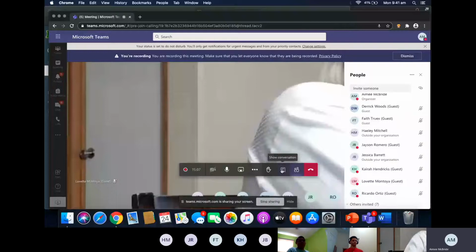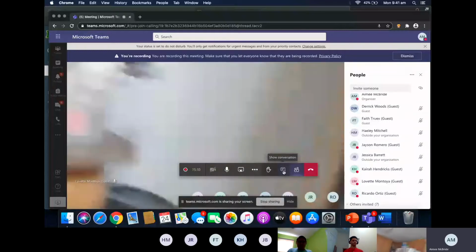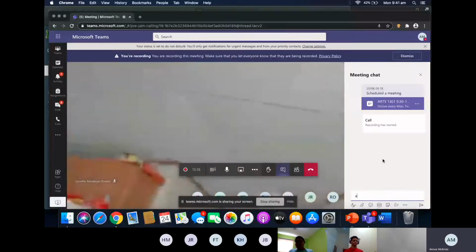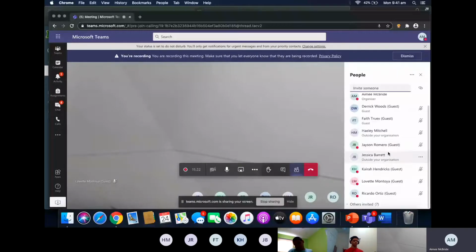If you are wanting to post something in the chat, you will just click that. The chat will come up and you can type whatever it is that you're wanting to say and then press enter to send it. If you're wanting to see who your fellow classmates are, you can just click the show participants section, and when you're done with the class, you can hit hang up.